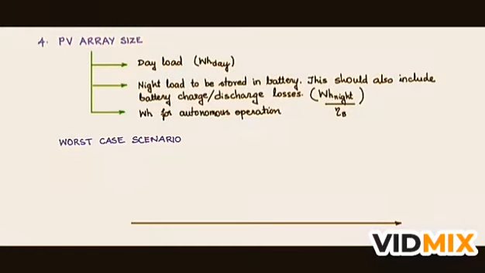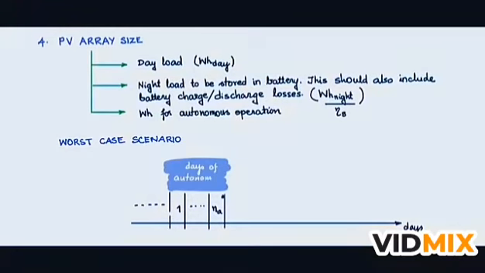The worst case scenario will be something like this. The x-axis is the days, and let me divide that into the number of days like this. Now each segment is a day. This is day 1, day 2, so on up to day NA. NA is the number of days, contiguous days, when there is no significant sun power. So these are the days of autonomy, and immediately following the days of autonomy, you need to replenish the battery.